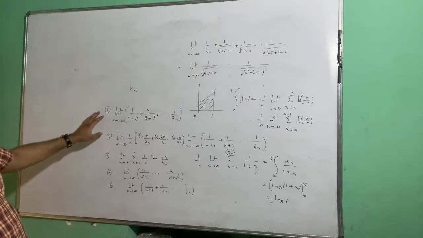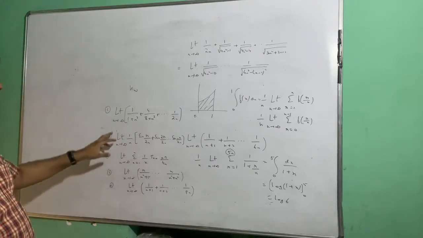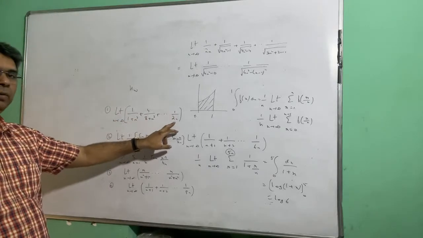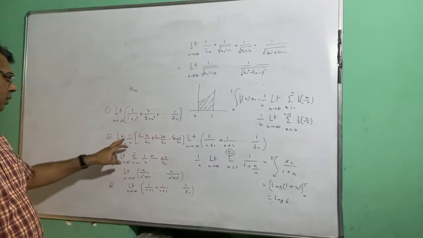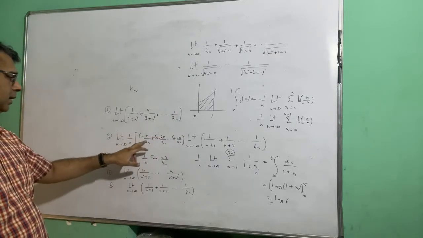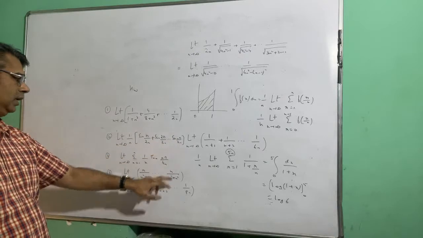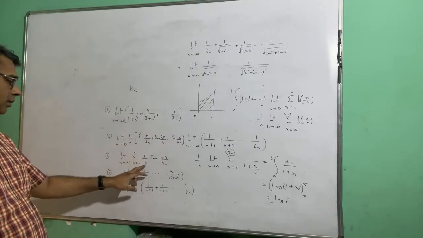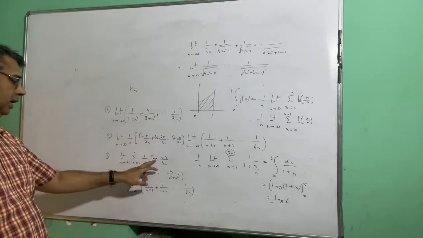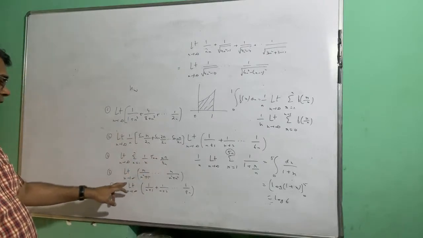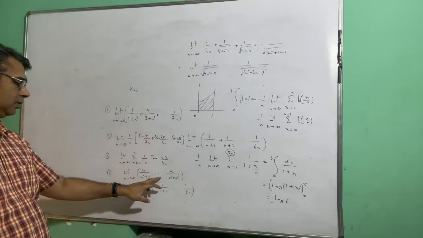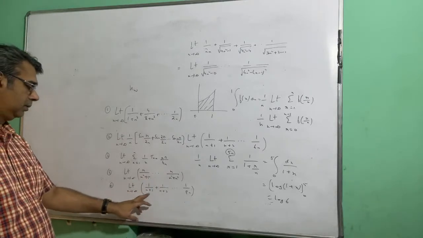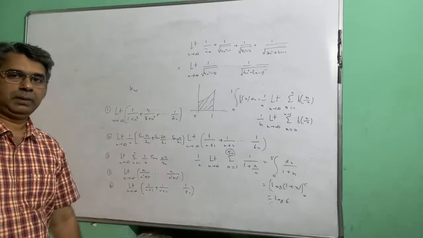Okay, these are the 5 sums: 1, 2, 3, 4, 5. Limit n tends to infinity 1 by 1 plus n cube, 4 by 8 plus n cube, dot dot dot up to 1 by 2n. Number 2, limit n tends to infinity 1 by n, sine pi by 2n, sine 2 pi by 2n up to sine n pi by 2n. Number 3, limit n tends to infinity summation r equal to 1 to n, 1 by n tan r pi by 4n. Number 4, limit n tends to infinity n by n square plus 1 square up to n by n square plus n square. Number 5, limit n tends to infinity 1 by n plus 1 plus 1 by n plus 2 up to 1 by pn.